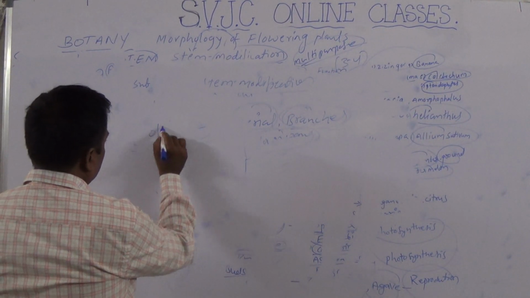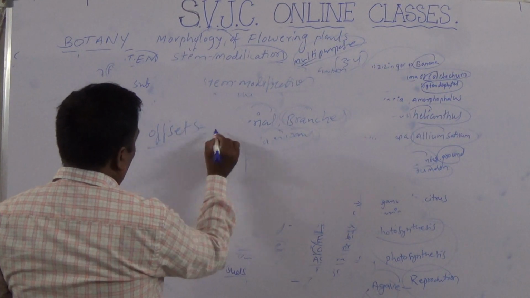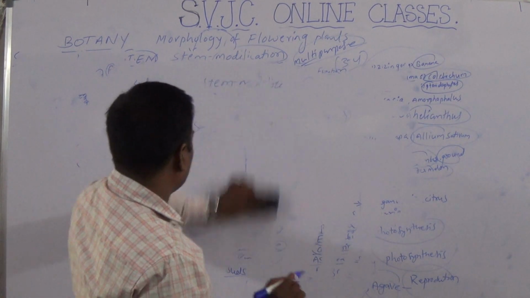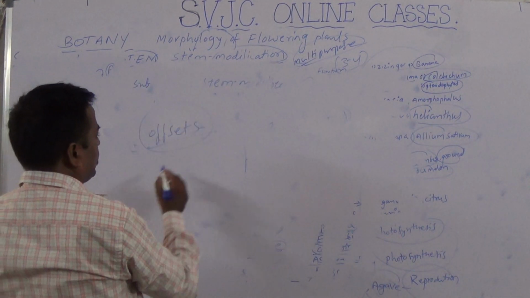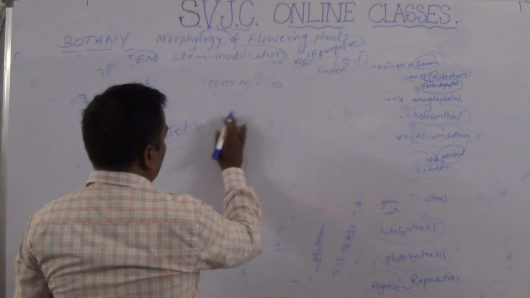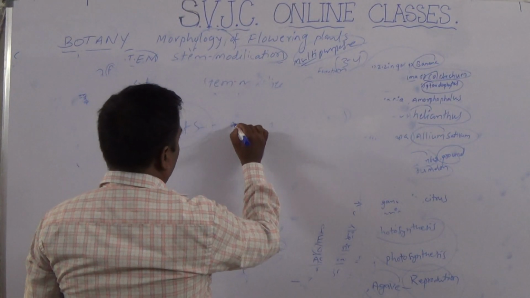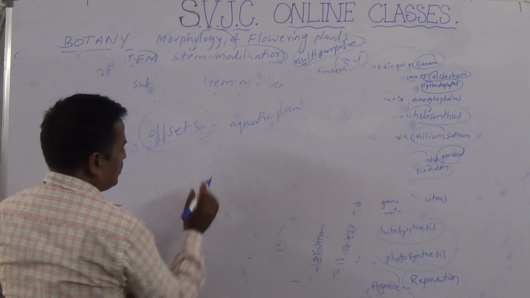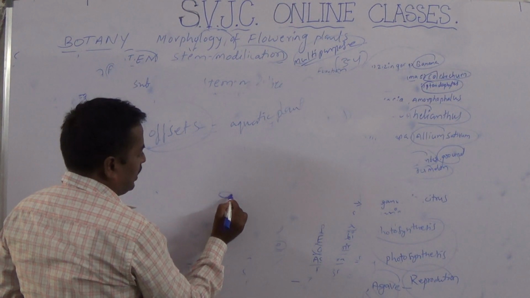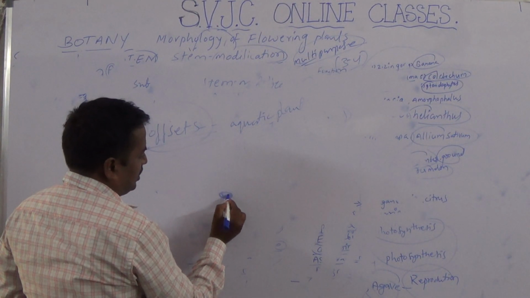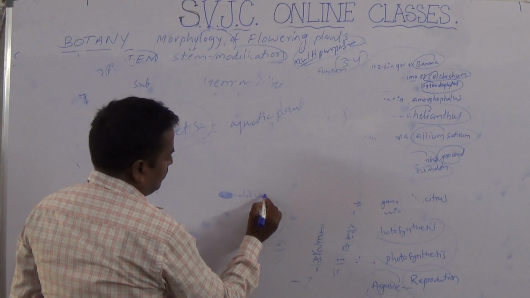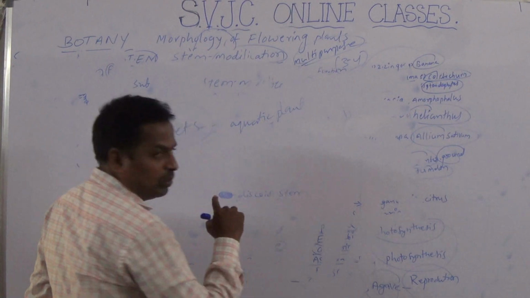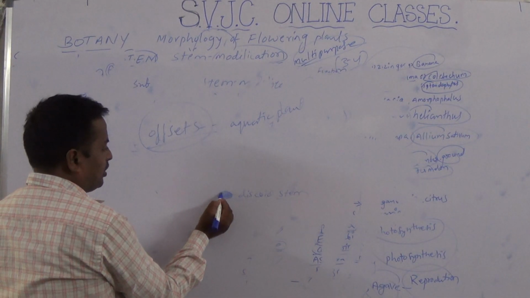Offsets are commonly reported in aquatic plants. Students, a very important point: the last of these modifications, the offset, is reported in which plants? Aquatic plants. In these plants the stem is reduced into a discoid structure. We already discussed discoid stems in bulbs, and discoid stems are also reported in offsets.